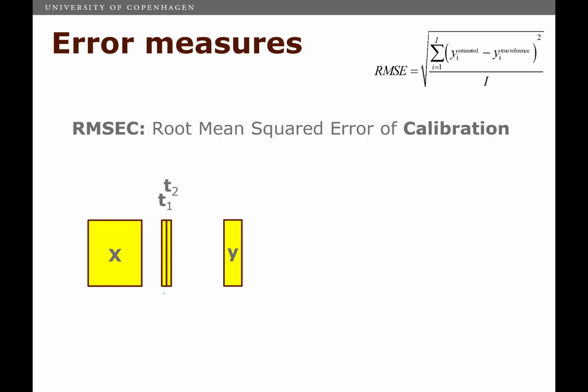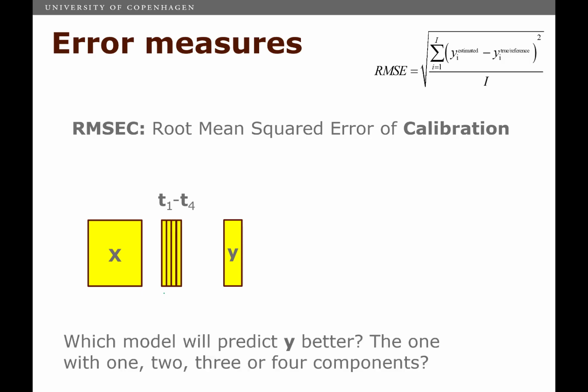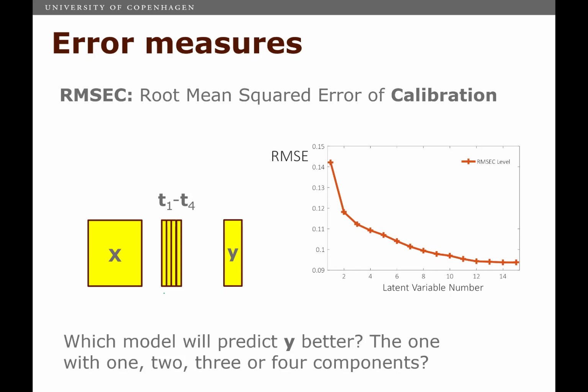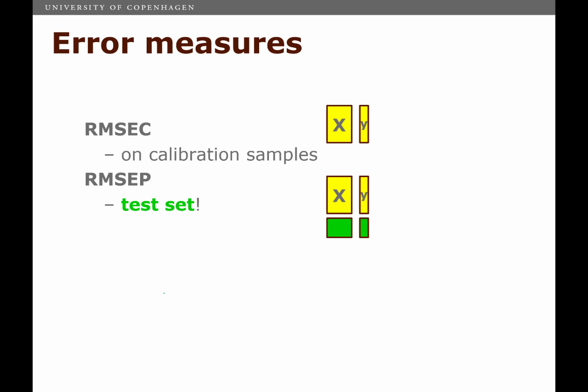The more I add, the better I'm going to predict. And if I add another one, I'm going to predict even better. So the more components I add, the better I predict. And that means that the root mean squared error of calibration will trivially improve the more components I have. So we cannot really use this for assessing how many components to use, because it will keep improving all along, no matter what the model would do on new data. So therefore, we need a different kind of tool for assessing how well does the model predict.